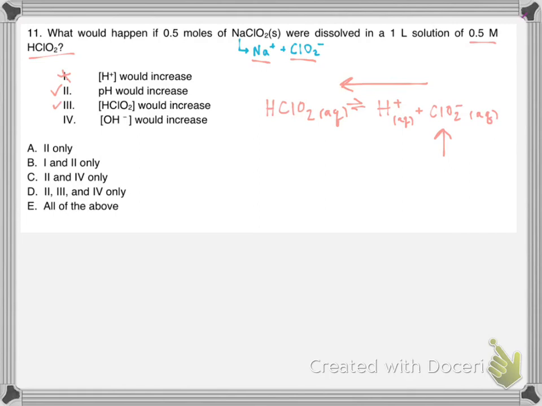And now we have to think about hydroxide. Hydroxide's not in our reaction, but we have to remember that Kw is equal to our proton concentration times our hydroxide concentration. We already established that we're decreasing our proton concentration, and so that means our hydroxide concentration must be increasing. So all three of the last ones are true.